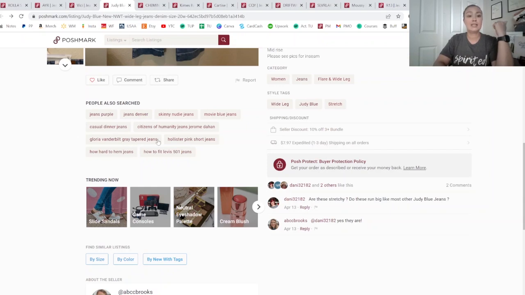Gloria Vanderbilt gray tapered jeans. There goes tapered again. If you're not saying tapered, tapered is a keyword. Hello. Hollister pink short jeans. So short jeans versus jean shorts versus denim shorts. How hard to hem jeans. How to fit Levi's 501 jeans.